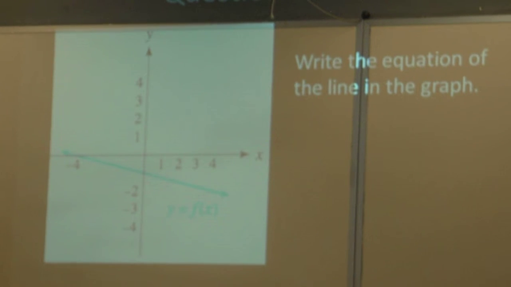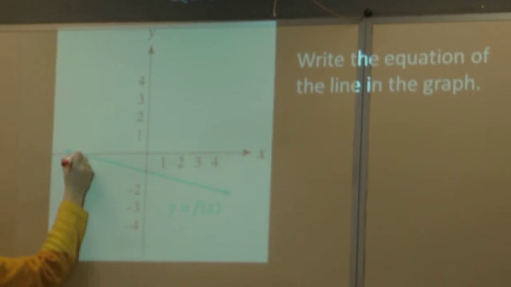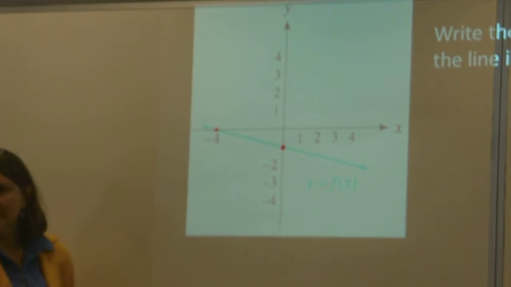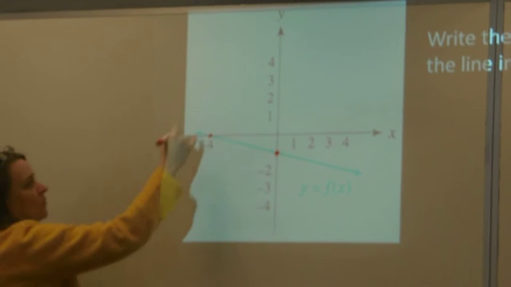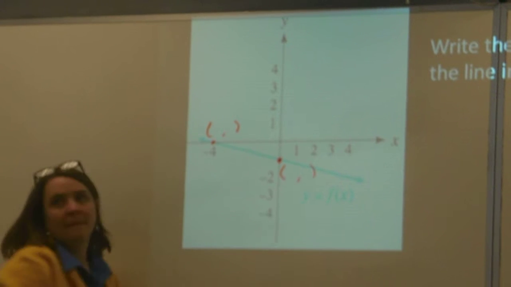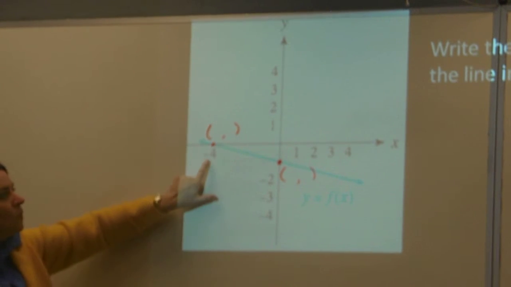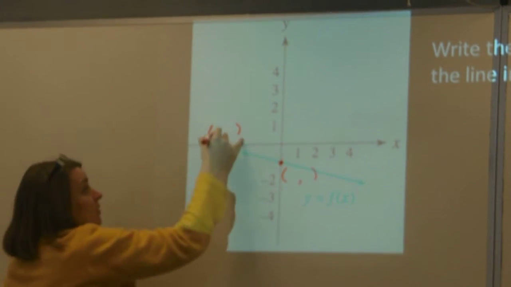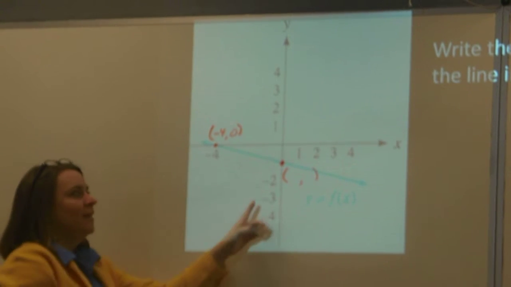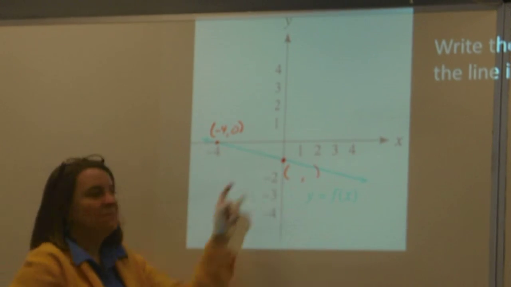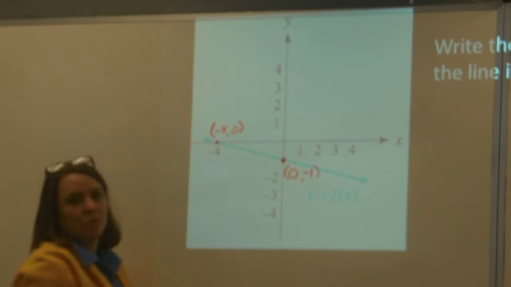Some old stuff back, isn't it? I'm going to overemphasize the intercepts. And as an exercise, I'm going to write down ordered pairs. What's the ordered pair for the x-intercept? Yes, thank you. Negative 4 comma 0. And the ordered pair for the y-intercept? Yeah, x is 0, y is negative 1.